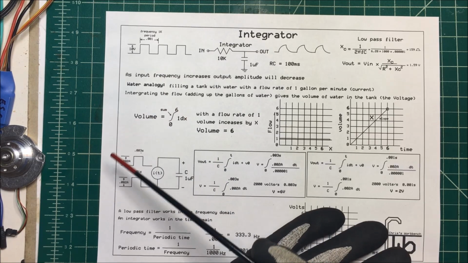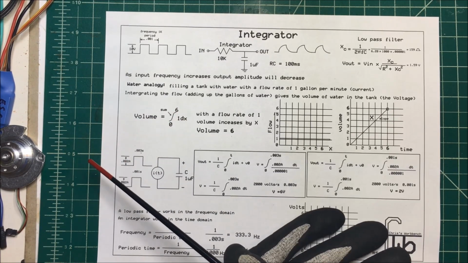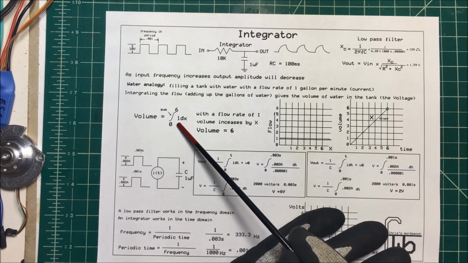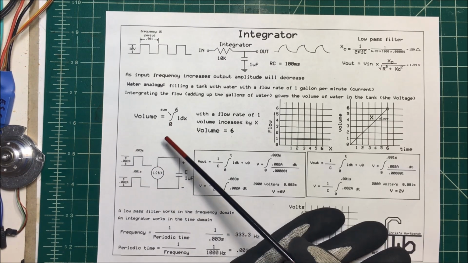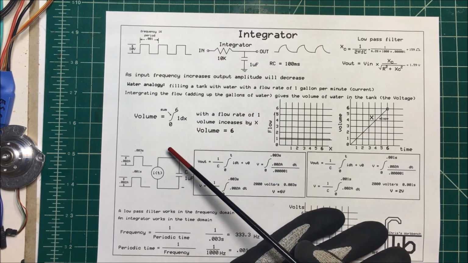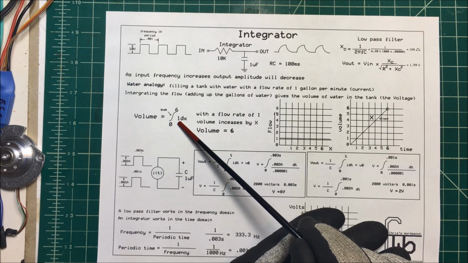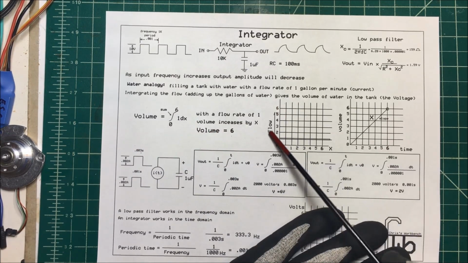So here's our formula here for volume. This stylized S here, that's our sum, and this is going to be 0 minutes to 6 minutes, and this is our flow rate here. We're using 1 gallon a minute, or 1 liter a minute here. Okay, so with a flow rate of 1, the volume increases by X. So we can see here, 1 gallon a minute. Six minutes later, we're going to have 6 gallons in the tank, or 6 liters in the tank. Here's our flow rate here.